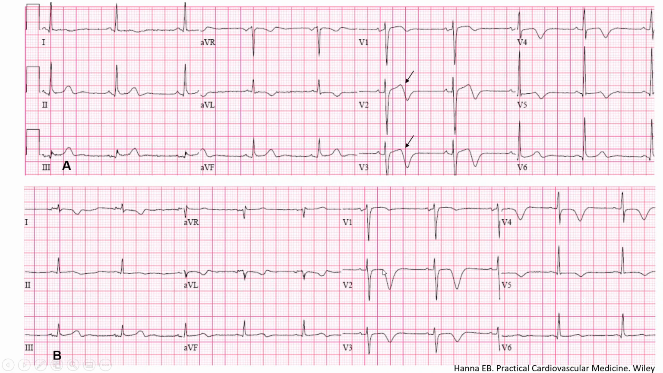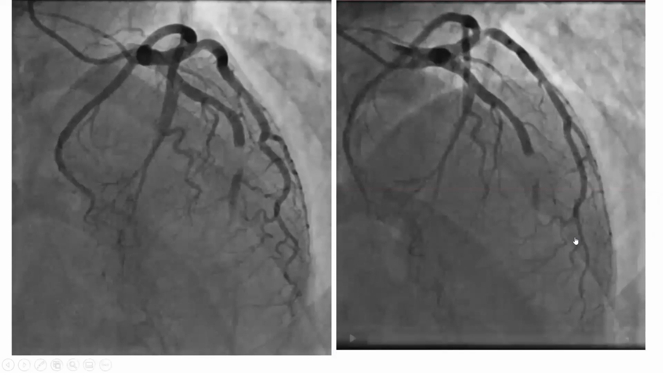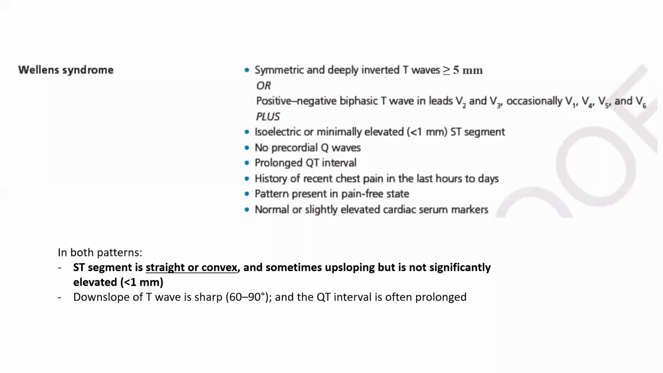This is another case of what we call deep T inversion Wellens. But again, straight or convex ST and sharp dive into the T in at least one lead. In those leads, V3, V4 is smoother, but it is steep in V2. Both those patients had severe proximal LAD, 90% stenosis, two different patients. On the case I showed, note that this is not a proximal LAD, this is after the first septal, this is mid-LAD. And Wellens doesn't have to be proximal LAD. In the original paper, they defined it as a lesion before the second septal, so it could be mid-LAD.